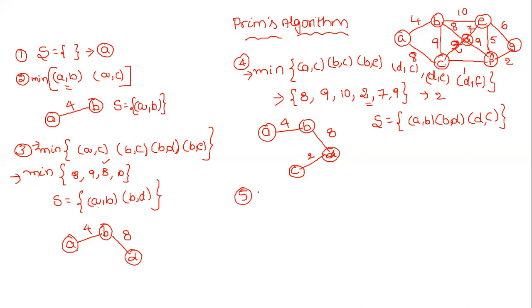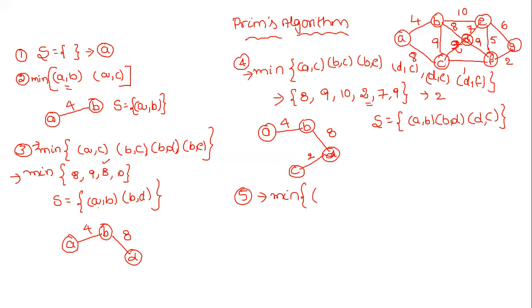In the fifth step, we will check the minimum edge from A or B or C or D. So here, A to C is an edge, and whenever this edge is connected, it forms a cycle. That's why we are not going to check A to C. Then from B, B to C: here also, whenever you connect B to C, it forms a cycle. That's why B to C is also not considered.